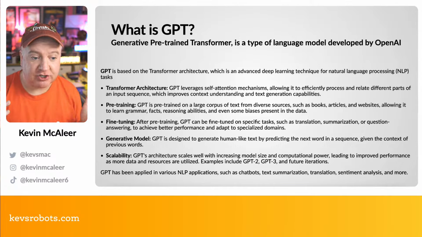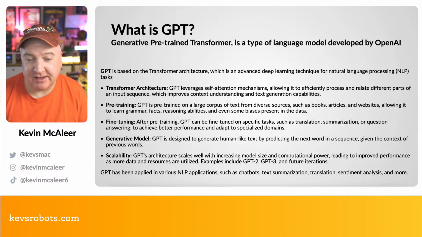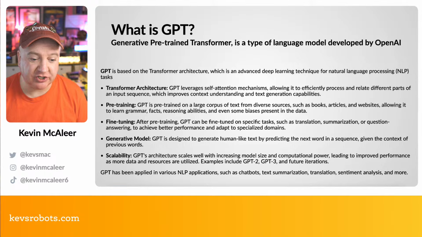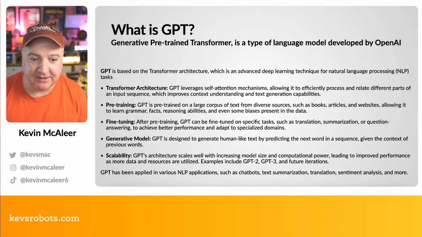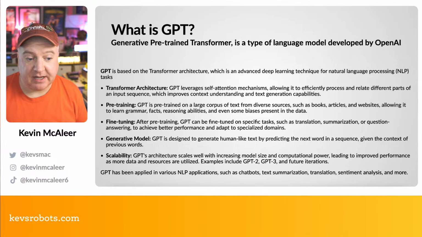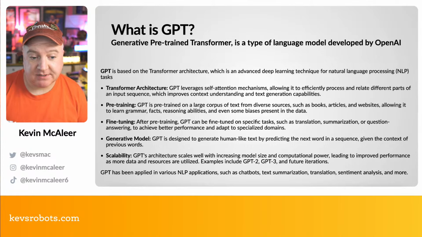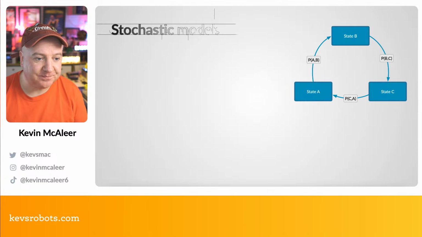Scalability-wise, GPT's architecture scales very well with increasing model size and computational power, leading to improved performance. GPT-2 and GPT-3 have been tuned for efficiency and scale. GPT-4 currently has quite a lot of computational cap on it because they're still building it out, and I think the algorithm's a bit more resource intensive as well. GPT has been applied to various natural language processing applications such as chatbots, text summarization, translation, sentiment analysis, and more, like we've mentioned before.